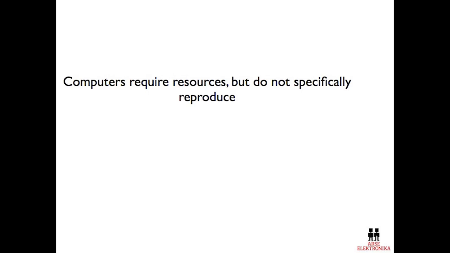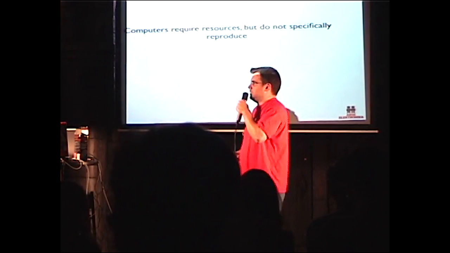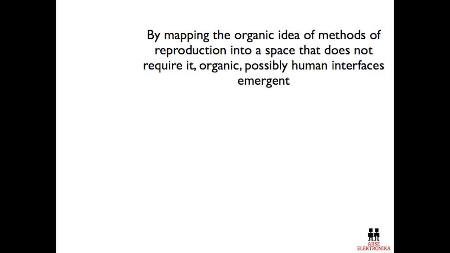So really what we get down to is that computers require resources but do not specifically reproduce. However, we do specifically reproduce. By mapping the organic idea of methods of reproduction into a space that does not require it, organic, possibly human interfaces emerge.